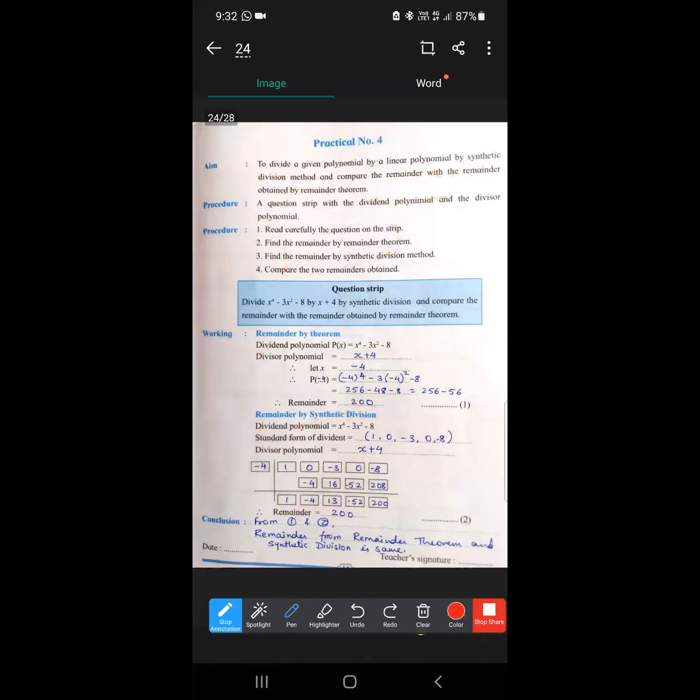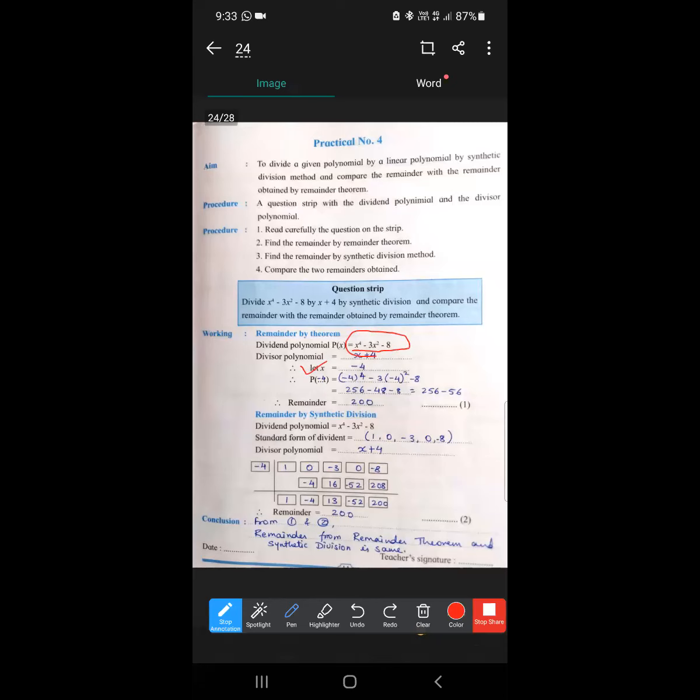Okay, then let x is equal to minus 4. Let x is equal to minus 4, as x plus 4 equal to 0 gives the value of x as minus 4. So this x is equal to minus 4, you need to substitute in this dividend. When you substitute in this dividend, whatever answer you get, that is the remainder.